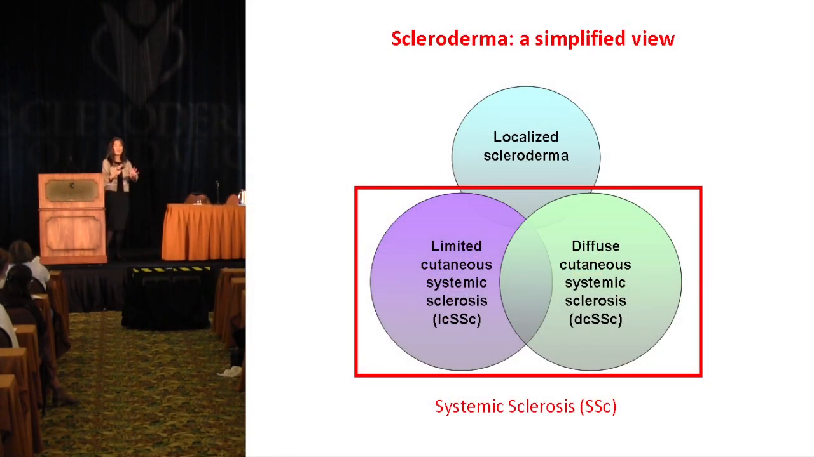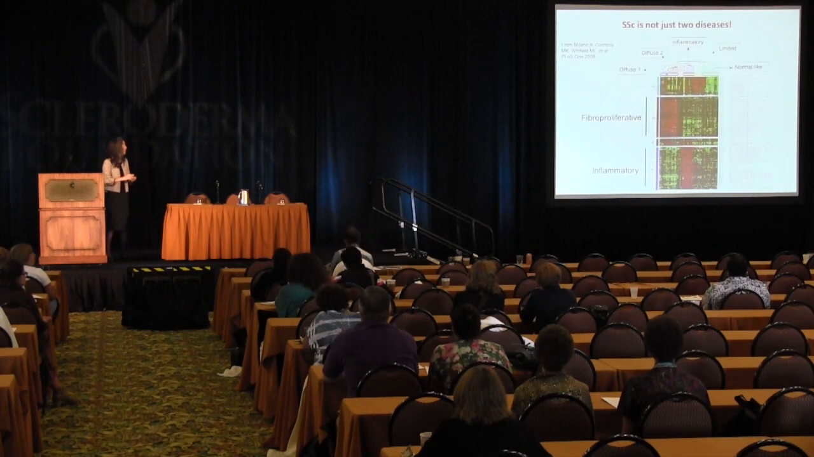So here's my very simplified view of scleroderma. You have up here localized scleroderma. That refers to scleroderma that just affects the skin and not the internal organs. But what we're going to be focusing on today is systemic sclerosis, which is grossly divided into limited cutaneous and diffuse cutaneous systemic sclerosis based on the amount of skin that's involved. And this is the group of patients that we're going to be focusing on for this talk today.